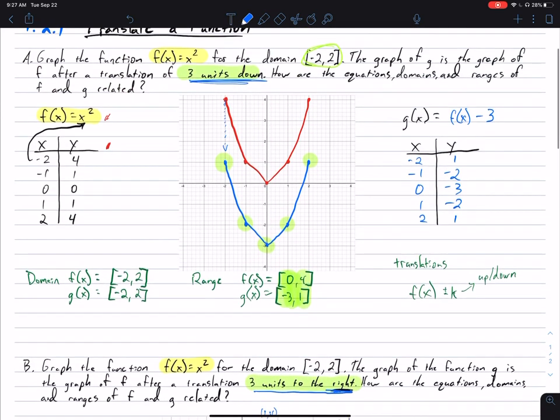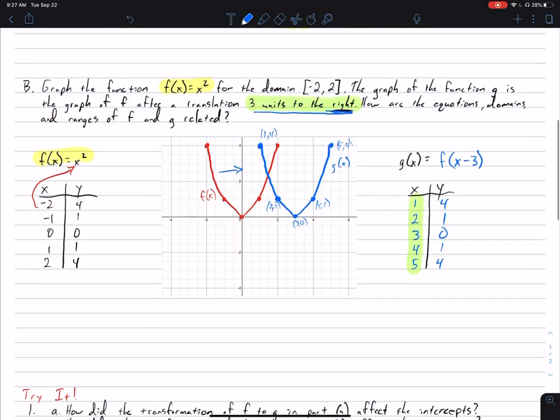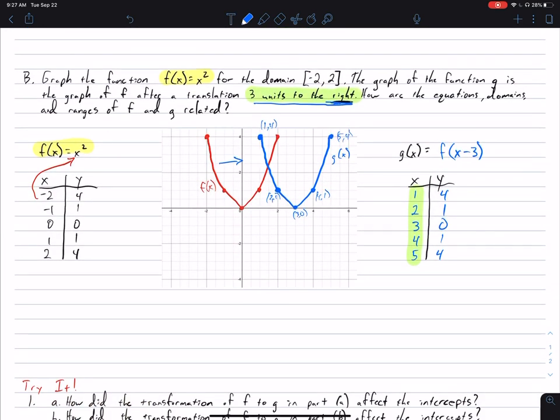Whereas if I went back here, my vertical changes are very straightforward. -3 means down. +3 would have meant up. However, my horizontal translations, they're backwards. If it says -3, that actually tells me that my graph is moving to the right.